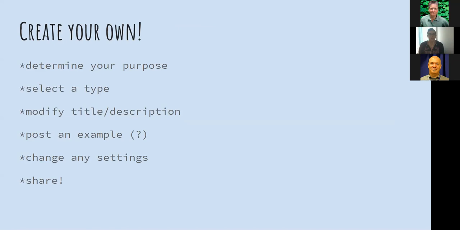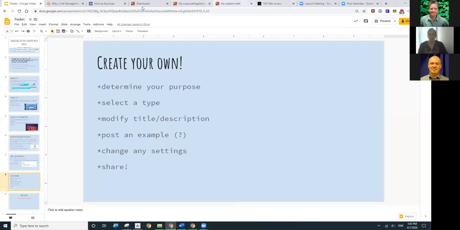And then once you determine the purpose, then you are ready to start creating. You select a type, which I will show you in a little bit once I get done with this list. And then you make your modifications. You modify the title and the description. In the description, this is the area where you will write your instructions, okay? If you think you need to, make the first post and have it serve as an example for your students. Then you can change any settings for this Padlet that are available to you, and then you are ready to share. So let me go through this process with you.